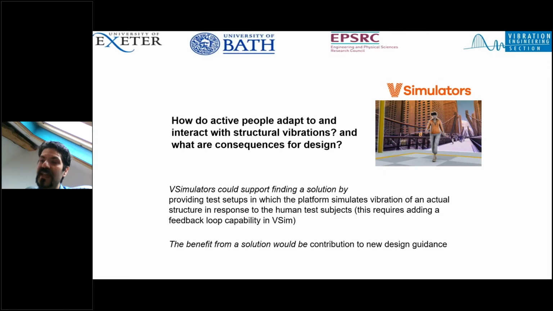This time we want to see how people are adapting to that sort of vibration. What do they change, for example, in their motion, in their behavior, and how do they actually interact with the structural vibrations, such as the case of, for example, the lateral vibration of the Millennium Bridge in London.